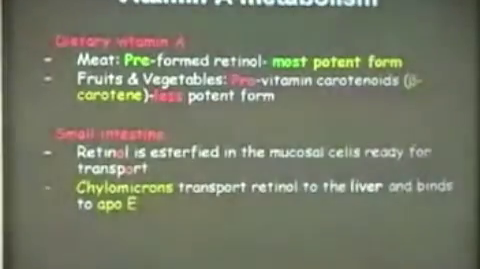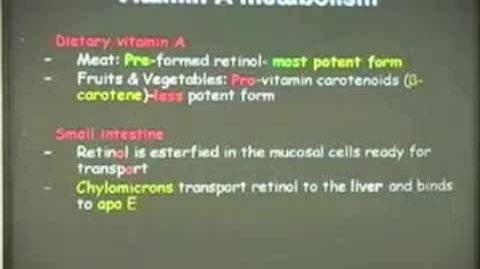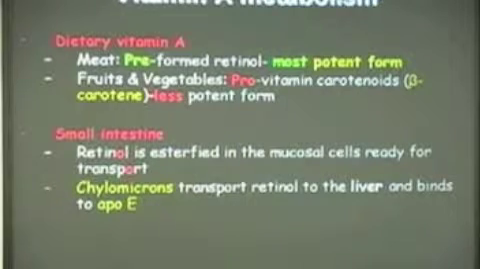All right, so let's talk about preformed. This is all in words. I do this quite a bit. You have the illustration, the schematic form, and then you also have in words what we're talking about. Fruits and vegetables, less potent, small intestine. Okay, retinol, right? Transported, in what form? Retinol. Taken up by the liver. You will not be responsible for ApoE, but you need to know that.